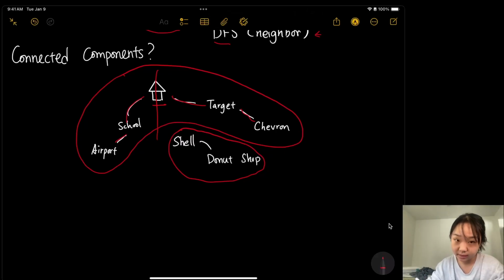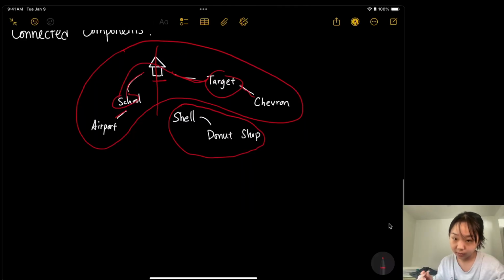And in each connected component, you can go from any node to any other node. For example, if you want to go from Target to school, you follow this path, but you cannot go from Target to Shell because they are not in the same connected component.